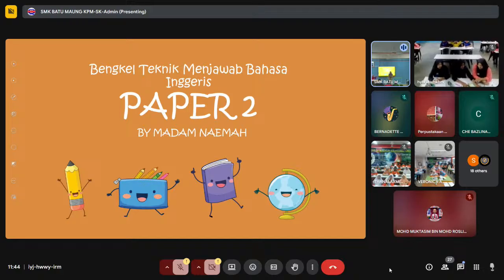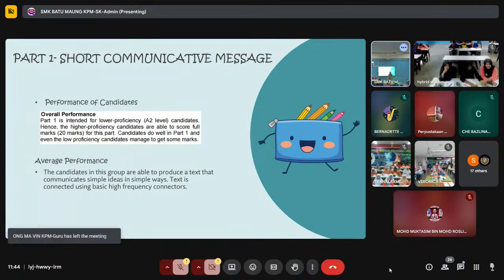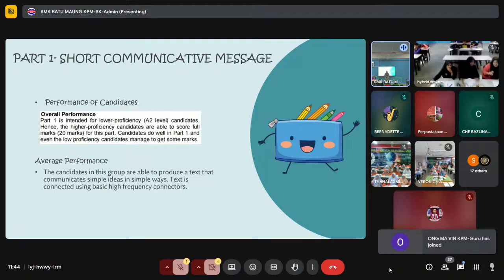Okay, for part 1, do you still remember when I tell you which is the easiest part to score? Which is the easiest part of all 3 parts? Part 1, part 2, part 3. Which one is the easiest part to score? Part 1, which is email. Okay, email is intended for whom? I mean, the level A1, A2, B1, B2, C1, and C2. Still remember? It is intended for A2 students. Okay, good. A2 students, which means it is very easy for you to score.